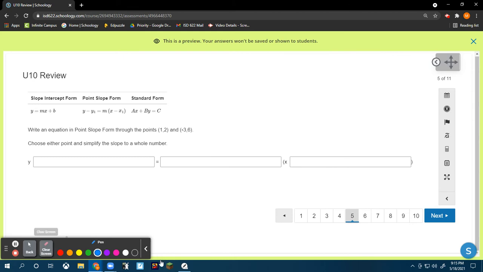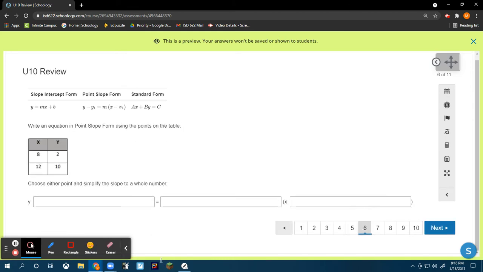Let's clear that and go to number 6. We are again finding the change in y. Let's use a different color, that's a little hard to see. The change in y is +8. So 8 over, the change in x is +4. 8 over 4 is 2.